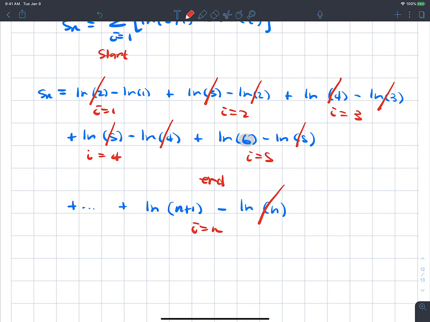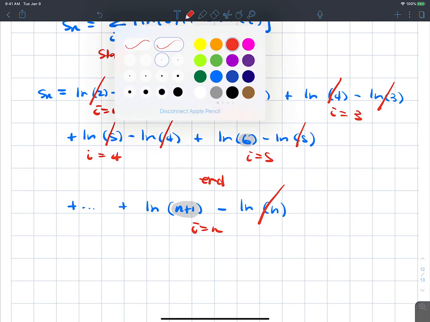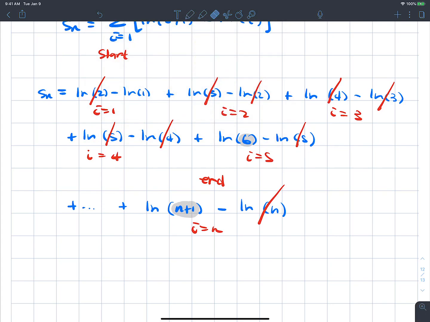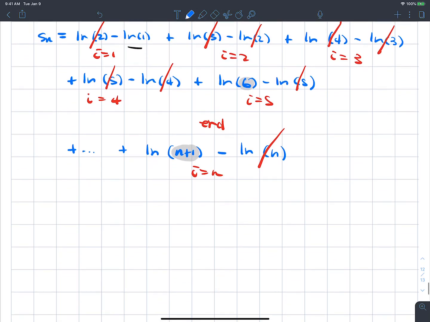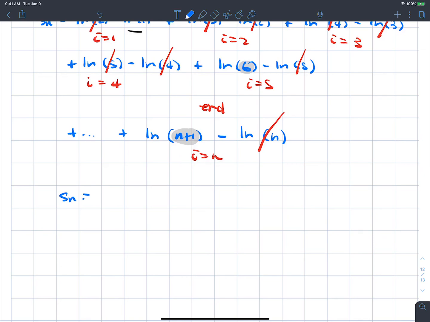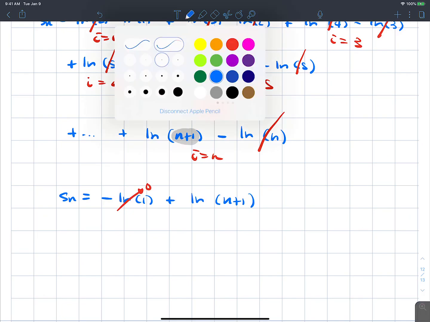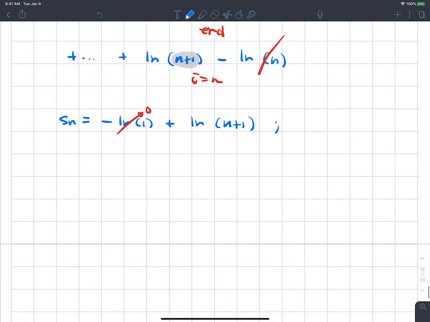You're going to be left with this term. So altogether, don't forget, Mr. Judge, you got a minus natural log 1 out here. You do. So here's what I'm saying to you. Sn is minus natural log 1 plus the natural log of n plus 1. But you know natural log 1 is actually 0, so negative 1 times 0 is 0. So the sequence of partial sums, ladies and gentlemen, is actually natural log of n plus 1.